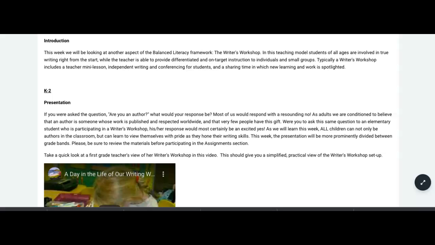Are you an author? If you respond as an adult, you're probably saying no. If you respond as an elementary student, you're probably going to say, yes, I am. As we will learn this week, all children can not only be authors in the classroom, but can learn to view themselves with pride as they hone their writing skills.